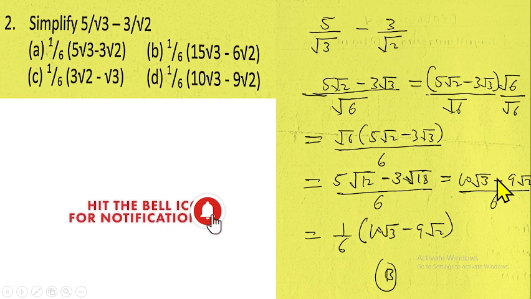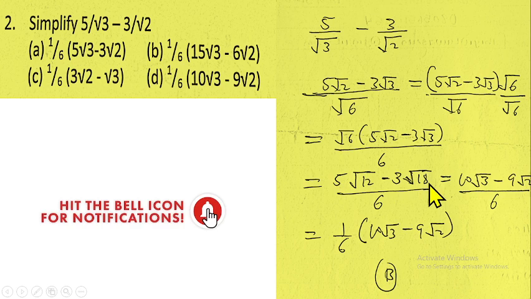Minus, you can also simplify root 18 further by looking for two numbers you can multiply together to give us 18, and one of them is a perfect square, so that is 9 times 2. And what is root 9? That is 3. 3 times 3 will give us 9, and you are left with root 2 here, over 6. Therefore, you can write this answer as 1 over 6 into bracket 10 root 3 minus 9 root 2.